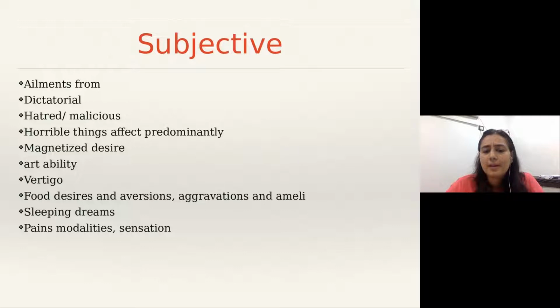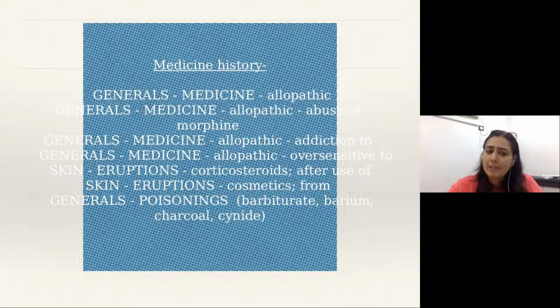We all know about subjective rubrics like ailments from dictatorial, horrible things affect predominantly. I will not go in deep because we have very limited time. Sleep, dreams, etc. They all come in subjective rubrics. Then there are some rubrics where we get the medical history of the patient. Like the patient says, since I've taken this allopathic medicine, I've never been well. Or whenever I take allopathic medicine, I have an oversensitive reaction. You have some remedies for it.